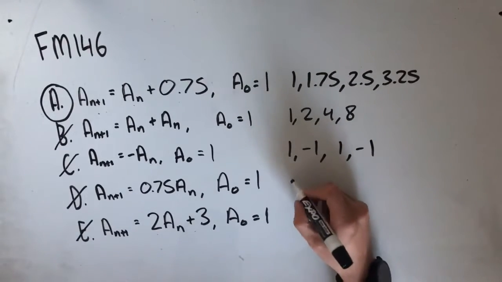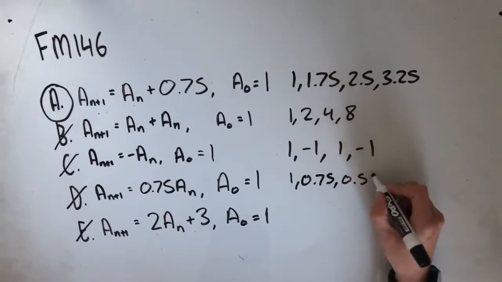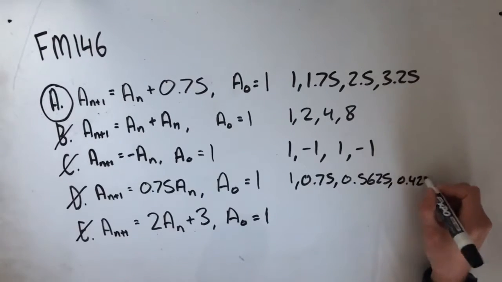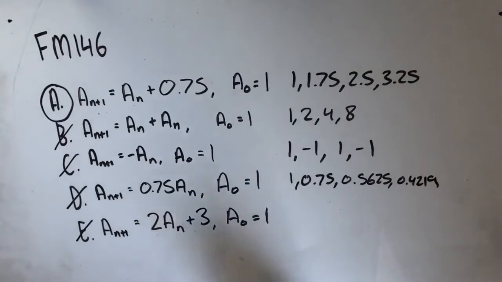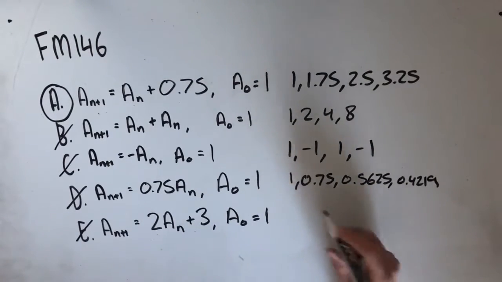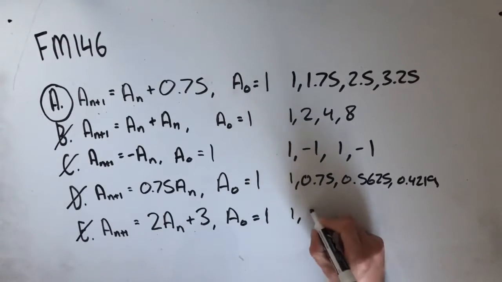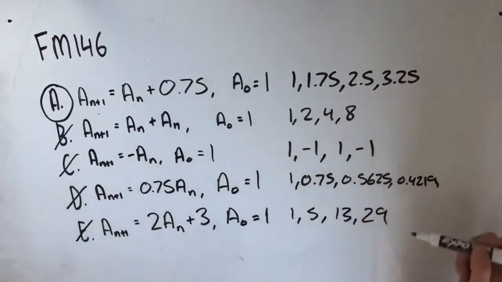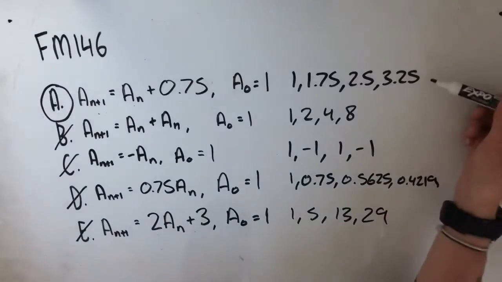Our geometric sequence down here, 1 becomes 0.75, which becomes 0.5625, which then becomes 0.421875. We might round it to a 9, and that will keep going on. So our last sequence is going to be 1, 5, 13, and 29. Now we can see just by looking at these numbers here that the clearly arithmetic sequence that we've been given is option A.